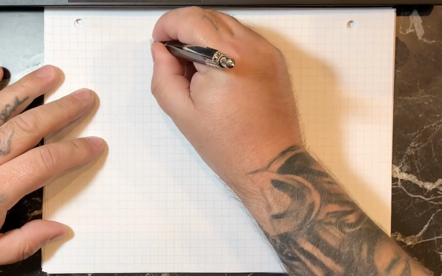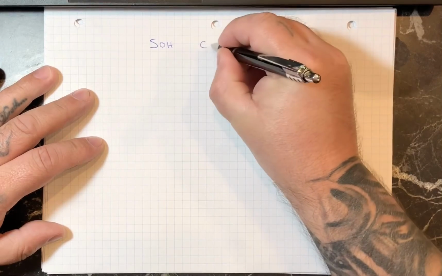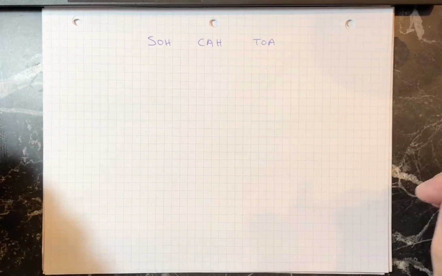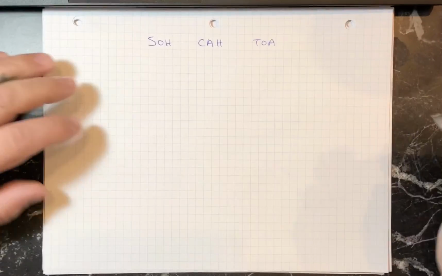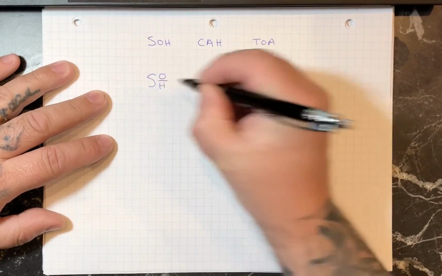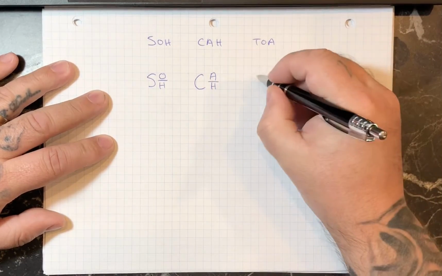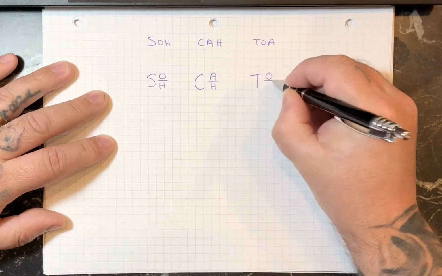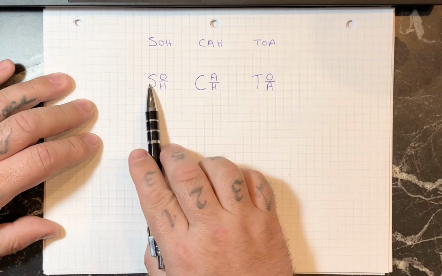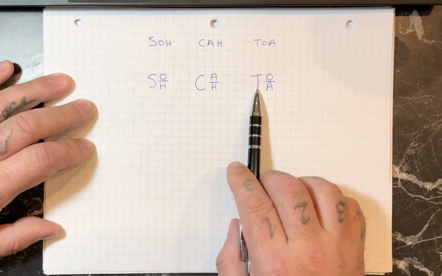So we're dealing with sine, cosine, and tangent, which is SOH CAH TOA. One of the first things I do that helps me remember how the equations work best is to write it like this: a large S, O over H, then C with an A over H, and then a T with O over A. Now, the first letter is the trigonometric function that you use, so the sine, cosine, tangent.